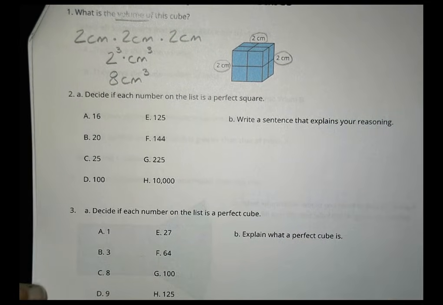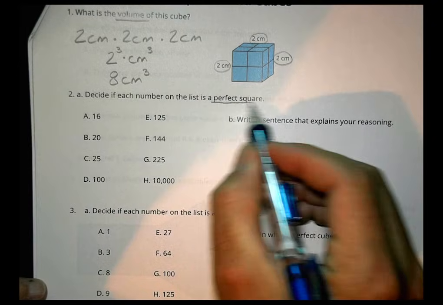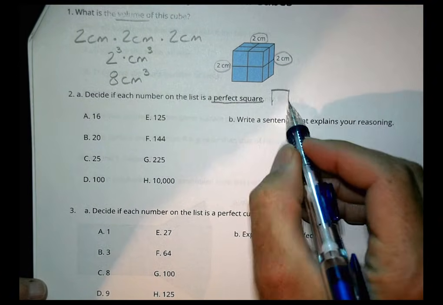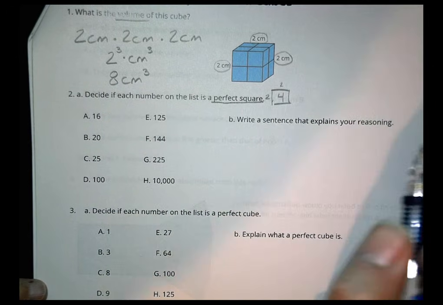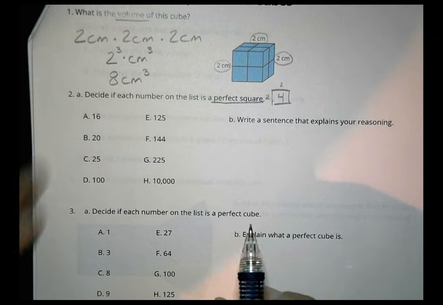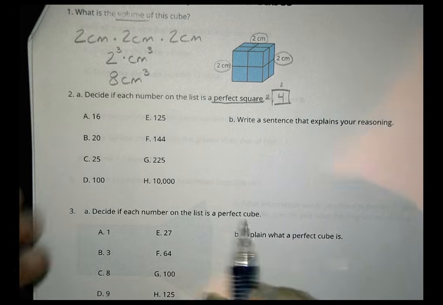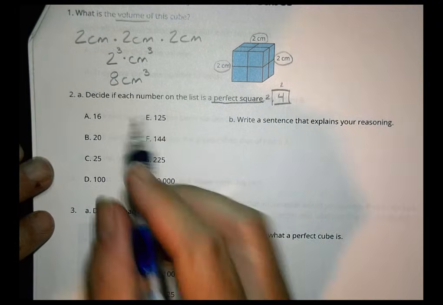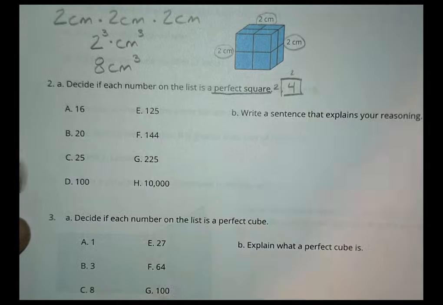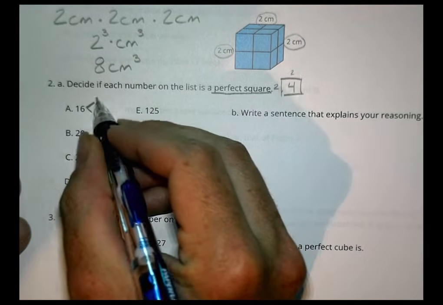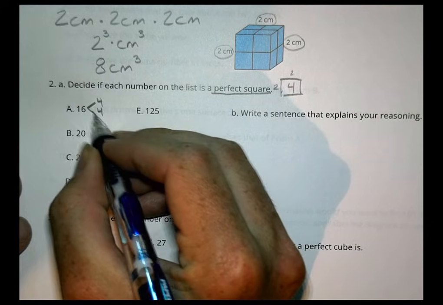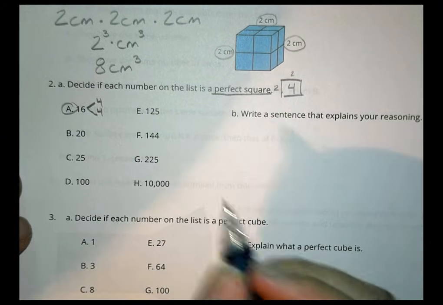Number 2, decide if each number on the list is a perfect square. So if it's a perfect square, then that would mean that it's a number like a 2 times a 2 to give me that perfect square number. So is there one number you would multiply by itself to come up with these numbers here? So first of all, we have the number 16. I'm going to zoom in a little bit here. 16 can be broken apart into what? 4 times 4. So that works out great.